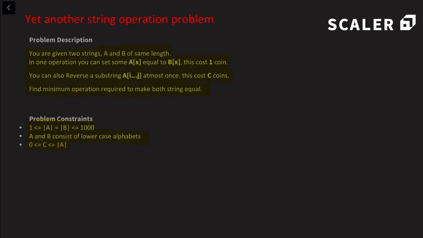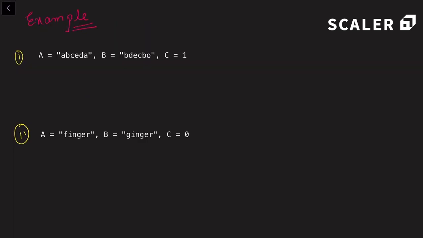Now let us move on to see some examples. Let us talk about these examples now. We need to convert this string to this string. So A, B, C, E, D, A to B, D, E, C, B, O. Here we can see that if I reverse this much of the string, I'll just get this string. So I'm going to reverse it, and the cost of reversing a string is 1. So I'll add 1 to the answer and I'll just reverse it.